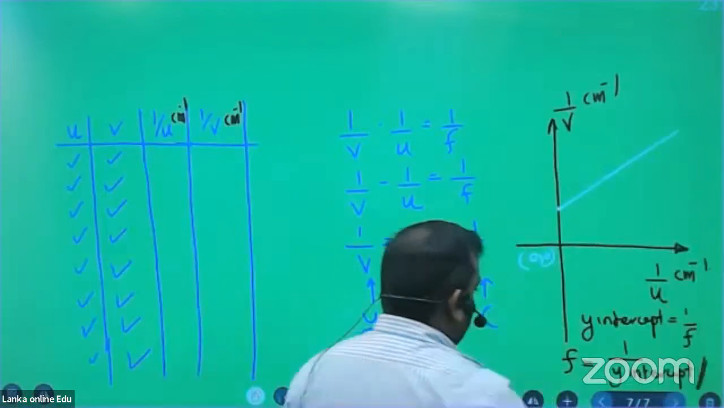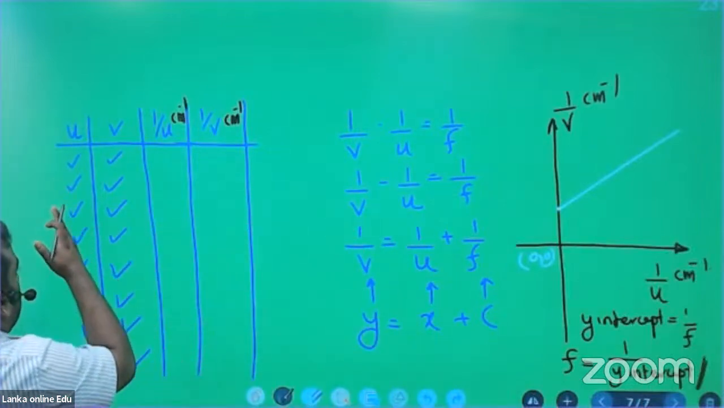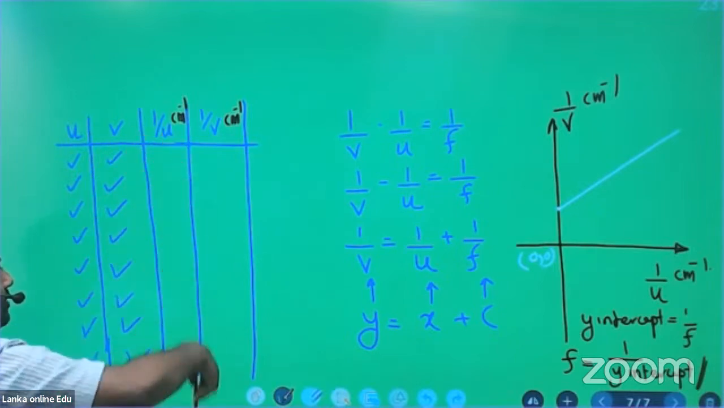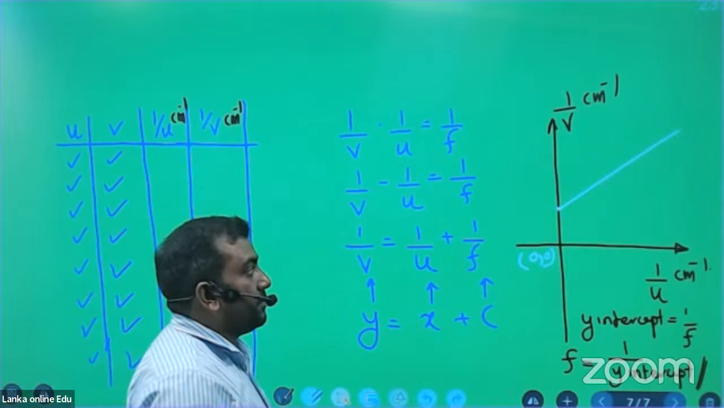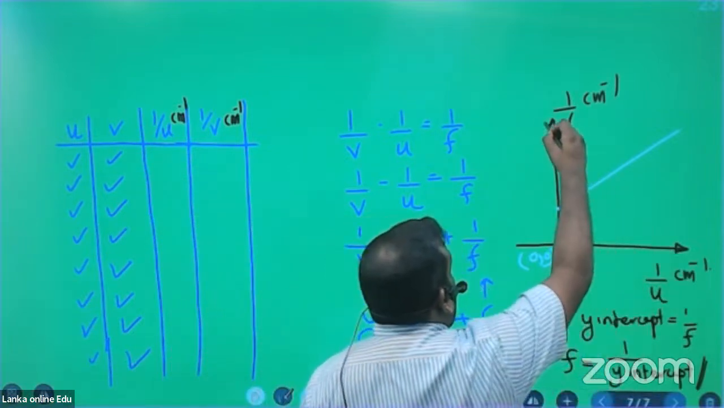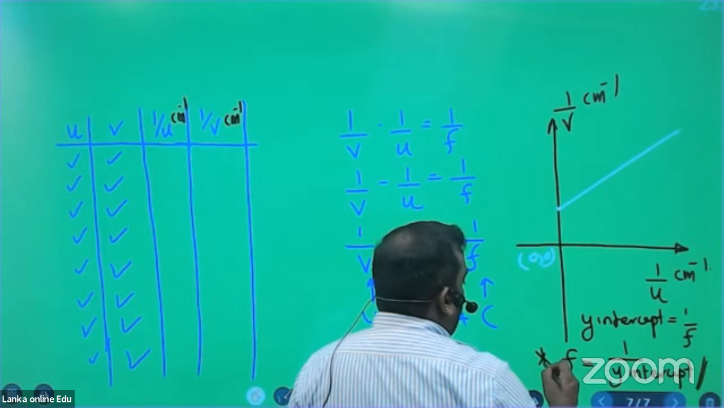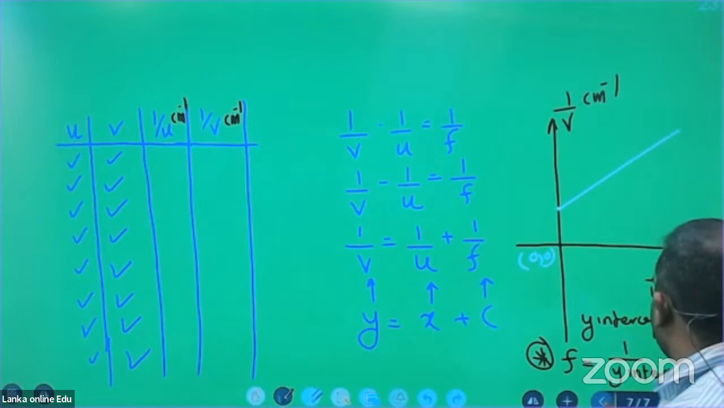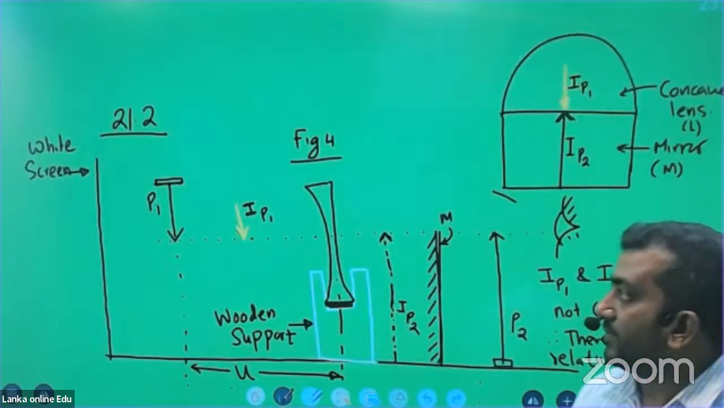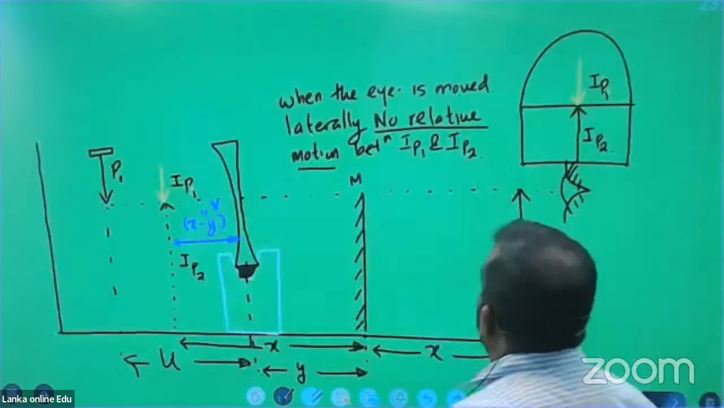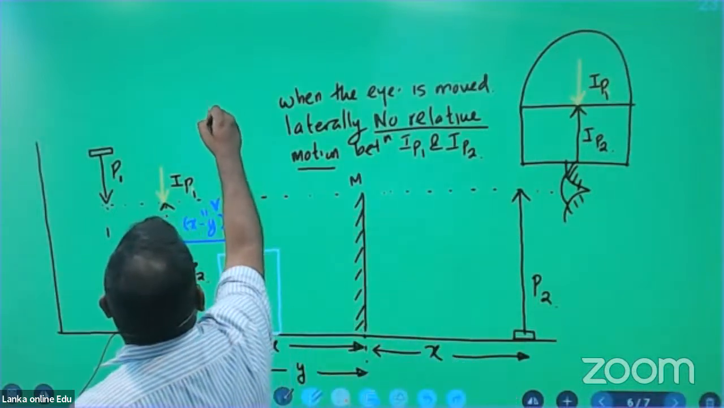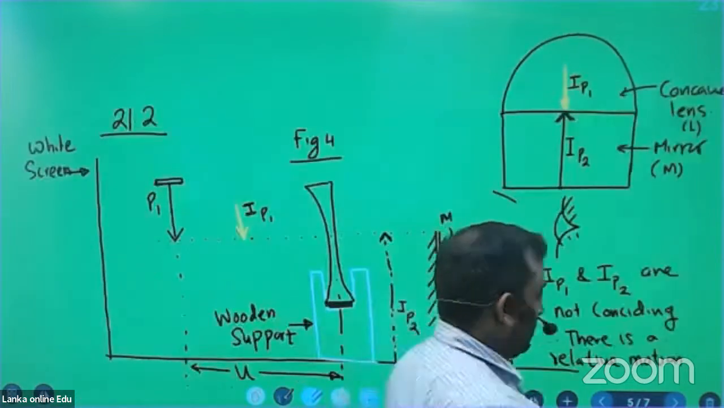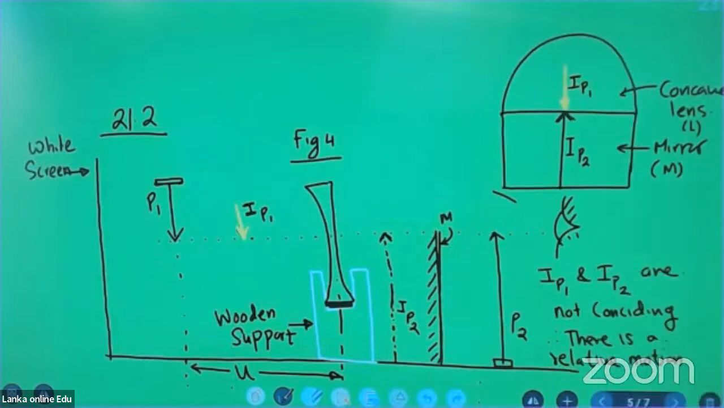Then what do you do? For different object distances, measure different image distances, find 1 over u, 1 over v. Plot the graph between 1 over u and 1 over v. From the y-intercept, you can find the focal length. Is it clear? Understood? Okay. This is figure 4. I'll name this figure 5. Clear, no? Clear? You can indicate in the chat.